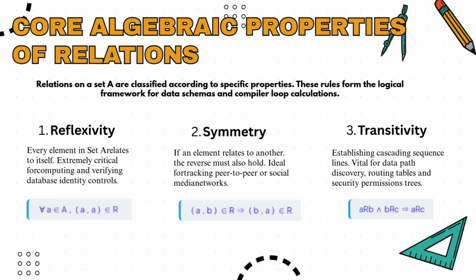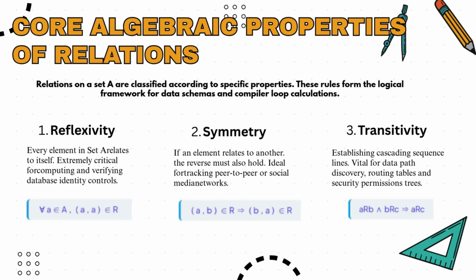Second, symmetry. A relation is symmetric if a relationship in one direction implies it also exists in the reverse. Formally, if (a, b) belongs to R, then (b, a) belongs to R. This is the exact method used to program peer-to-peer connection protocols or simple bidirectional friendships in social media networks.